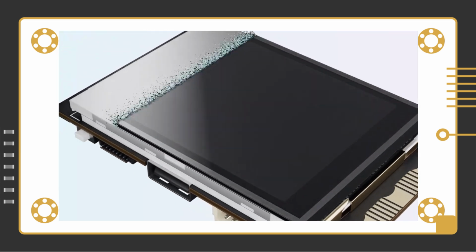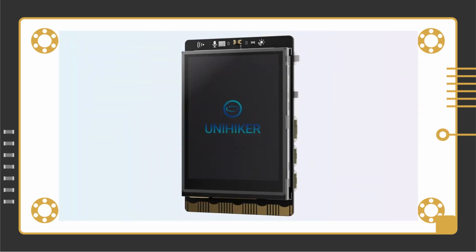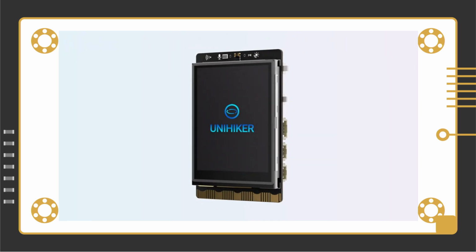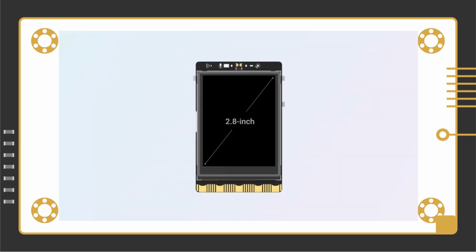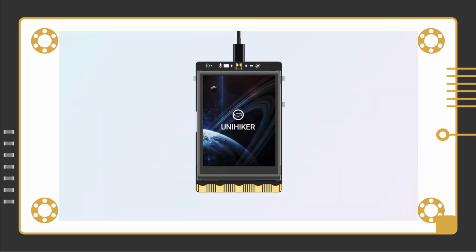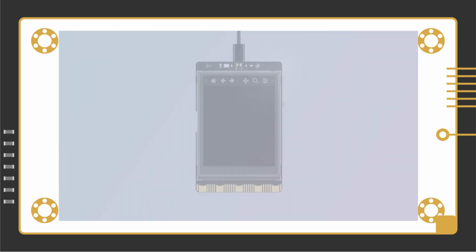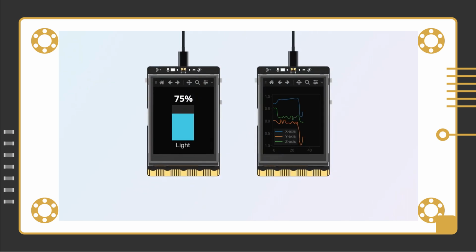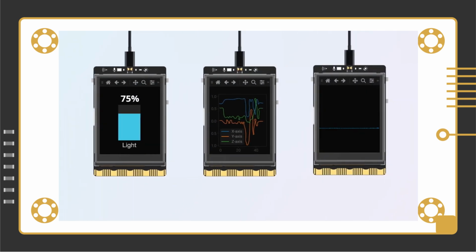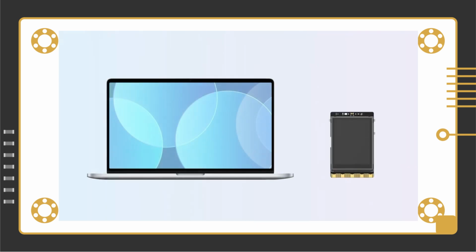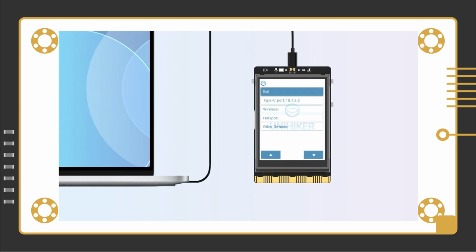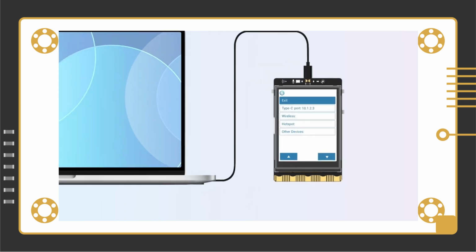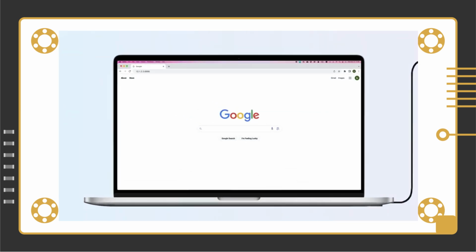Introducing UNIHIKER. A single board computer brings brand new experience. Featuring a 2.8-inch touchscreen, UNIHIKER enables you to visualize sensor data in charts, graphs, and even dynamic animations. Getting started with UNIHIKER is straightforward. Connect it with a Type-C cable, enter the displayed IP, and start programming in the browser.